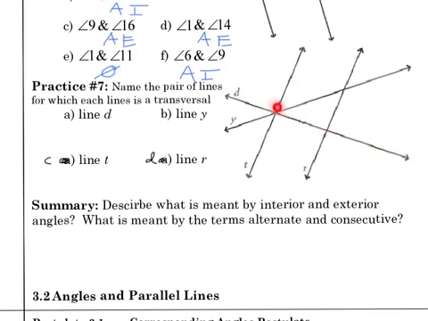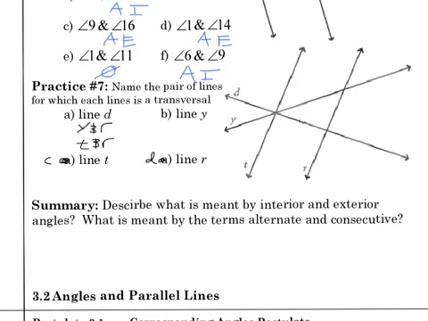Here's line D. And remember, in order to be a transversal, it needs to intersect two lines at two different points. So we have something going on here where some lines are being intersected at the same point. We cannot count those. So D intersects Y and T, but it's at the same point. I'm not going to count those two pairs. But I can count Y and R. So I'm going to say Y and R are a pair of lines for which D is a transversal, and also T and R.